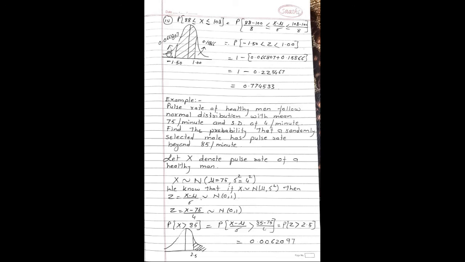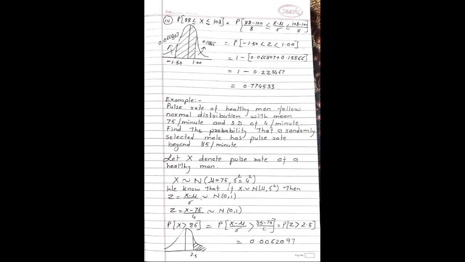If we see the value of 1.5 in the 0 column, the answer which we are getting is the tail part. So this part which is not marked is 0.066807. Same way, 1.0 in the 0 column, the value which we are getting is 0.15866. Both these probabilities we don't want. We want the middle part of the curve. So the answer can be written as 1 minus 0.066807 plus 0.15866. So that is equal to 1 minus 0.225467. So the answer is 0.774533.